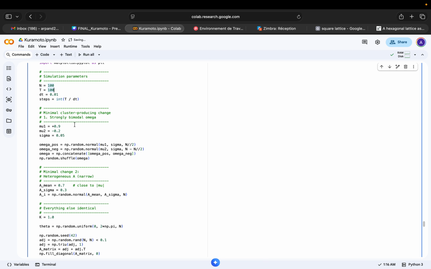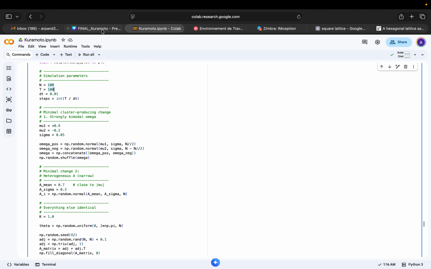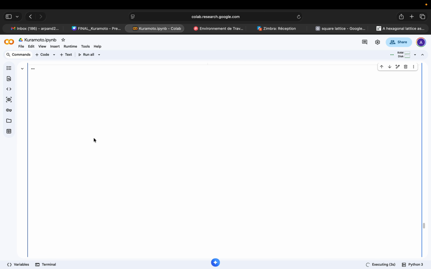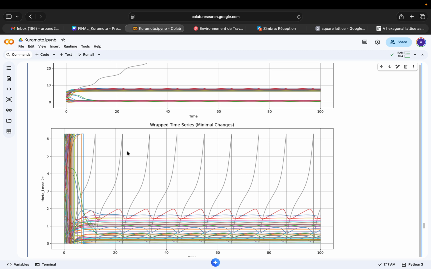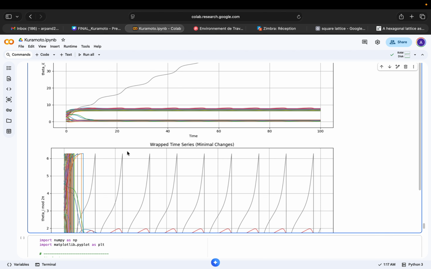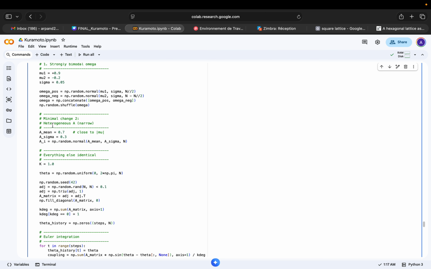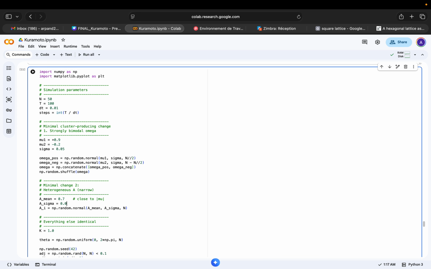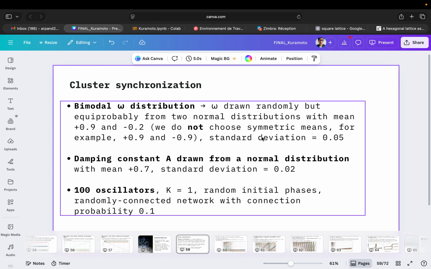N is 100, okay. Or is it the effect of just having a large number of oscillators? Let's do 50. Ah, oh my God, this is indeed a eureka moment for me. Okay, okay, I get it now. That's what I was saying. Let's go back to the old values. We had sigma 0.02.